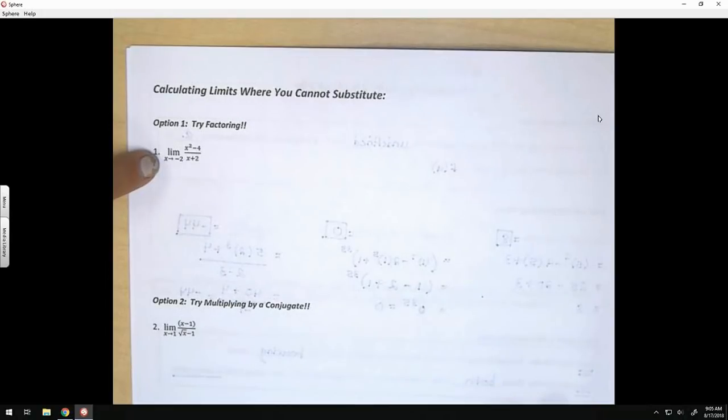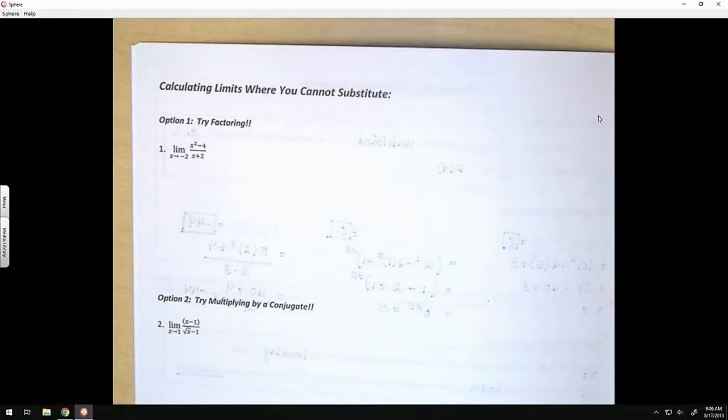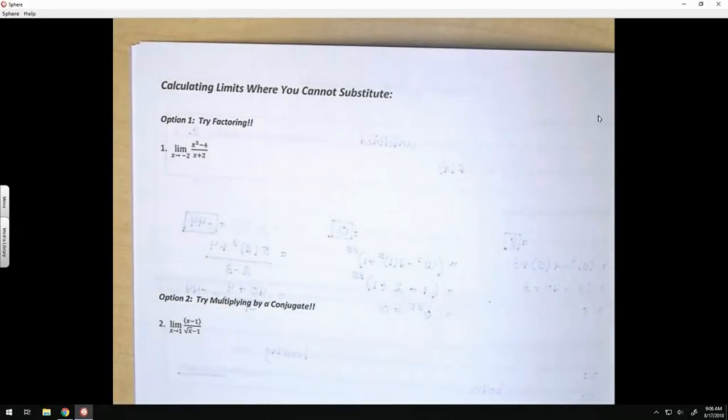So if I take a look at this first limit, it says the limit as x approaches negative 2 of x squared minus 4, and x plus 2 is on the bottom. If I was to try plugging in negative 2 here, I would get a 0 in the denominator, which means substituting isn't going to work. So the first option that I would like for you guys to try is to try factoring. So here's what I mean.